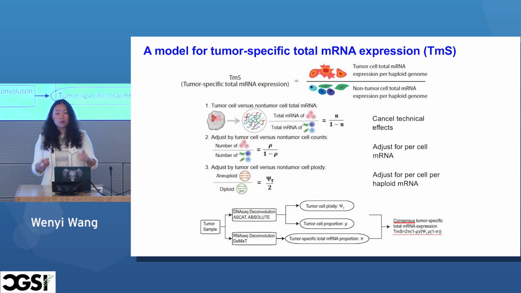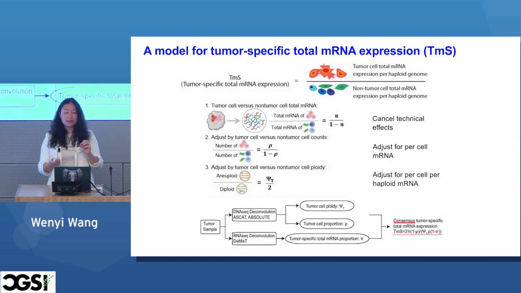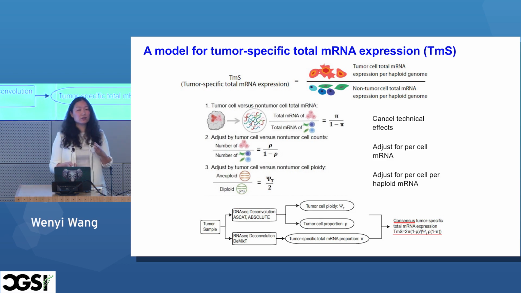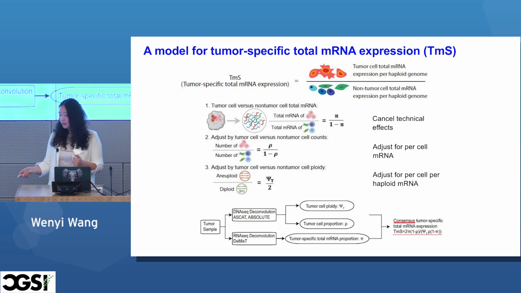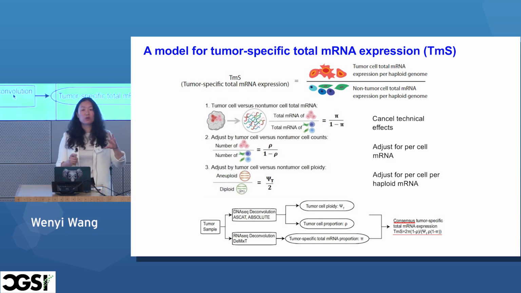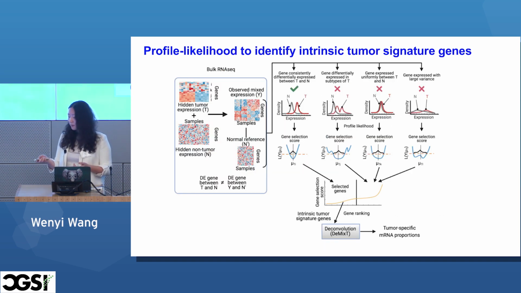So with a tumor sample, we need matched DNA-seq and RNA-seq data. We can then calculate TMS by first calculating the tumor cell ploidy and tumor cell proportion. As some of you know, these two values are not the easiest to estimate. They have an identifiability issue, and therefore with TCGA we took the consensus between the two methods, ASCAT and ABSOLUTE, and it turns out we only needed to drop 5% of the samples, which is great. And then with RNA sequencing data, we use DMXT to estimate the tumor-specific total mRNA proportion pi.